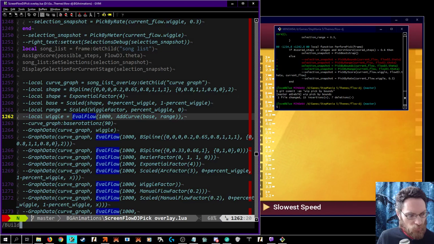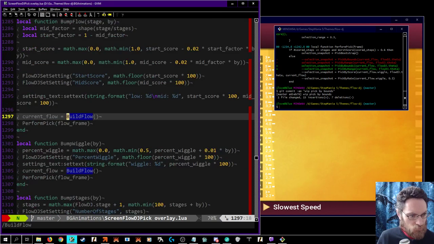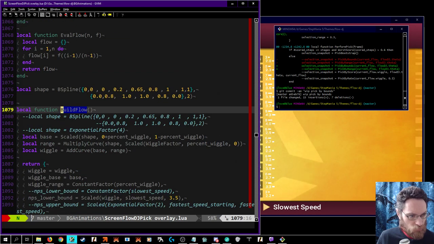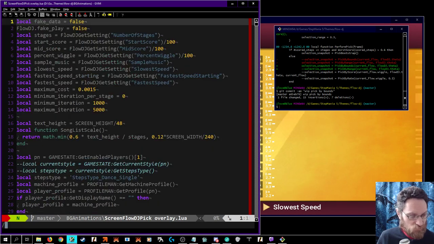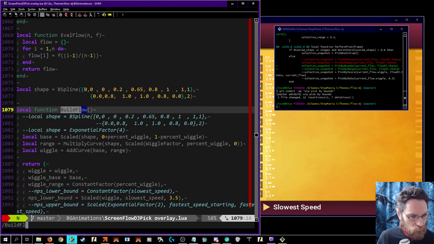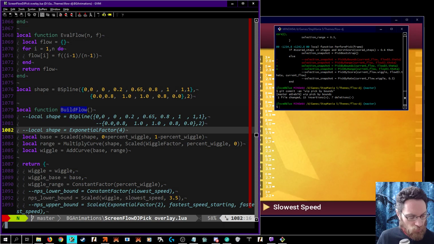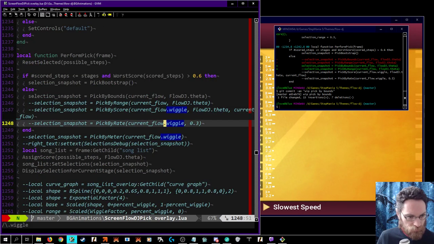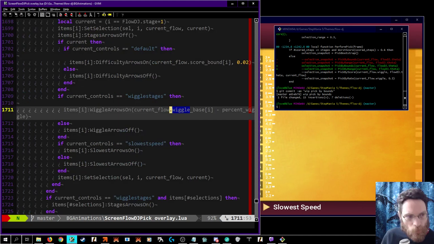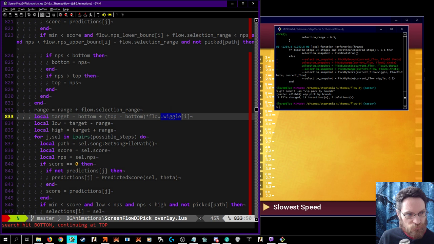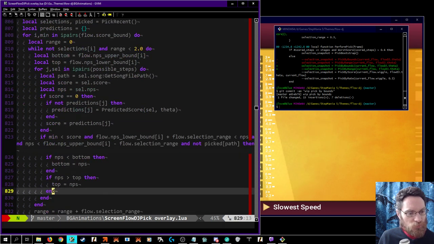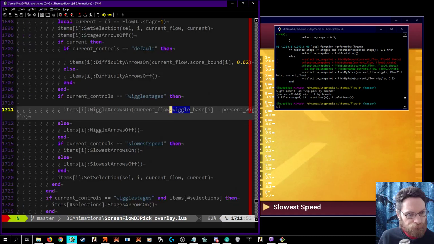All right, so now build flow. I guess we're only using one or two functions right now. So we've got wiggle. Wiggle base. Items I, wiggle base. Some of these are going to be our pick functions that we're not currently using. So you're now a function. Oh, wait.